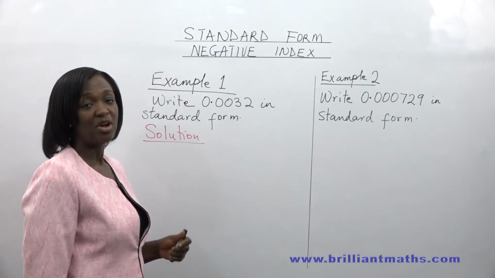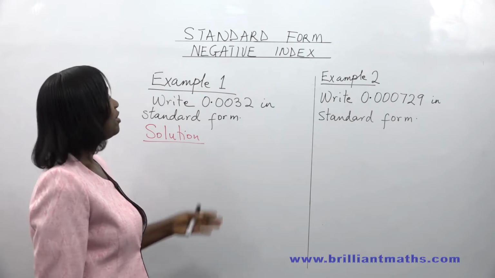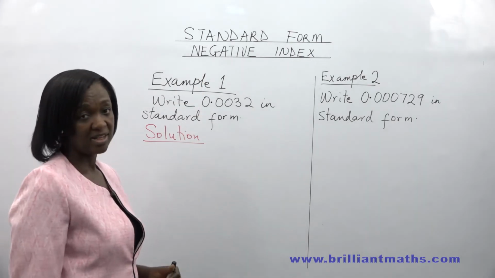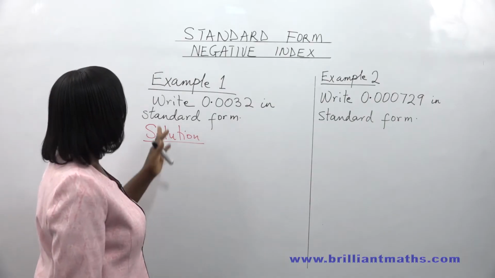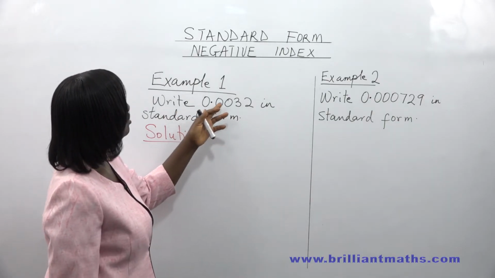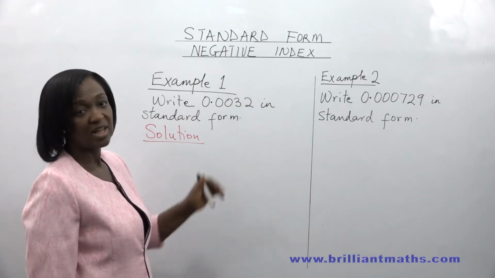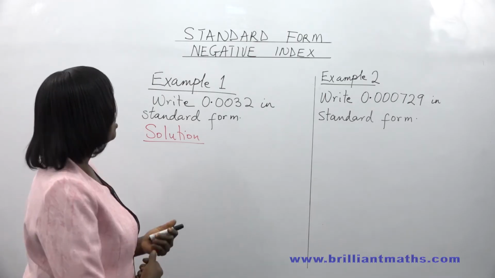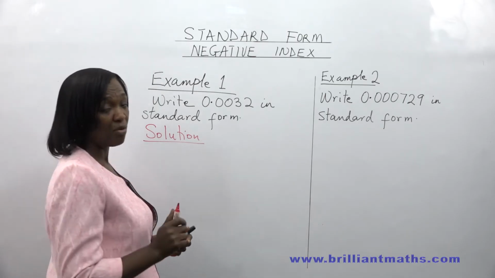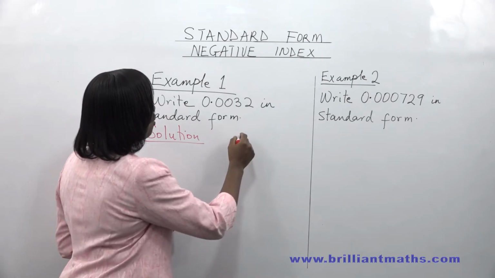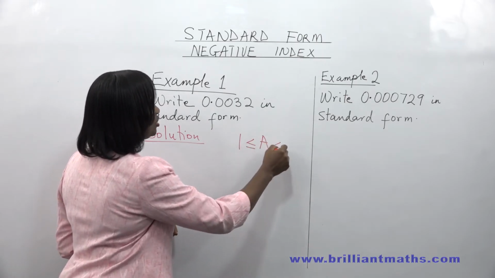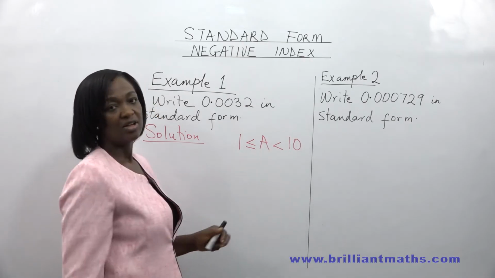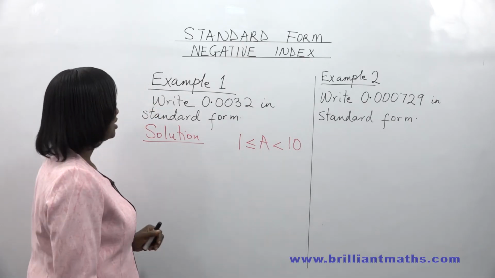Let's look at writing numbers in standard form, but with negative index, where the power of 10 is negative. Write 0.0032 in standard form. Remember that for a number to be in standard form, it has to be in the form 1 is less than or equal to a strictly less than 10. So keep that in mind.